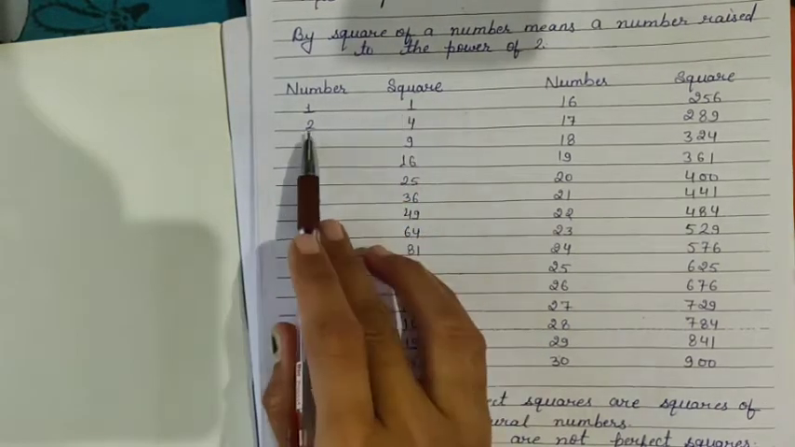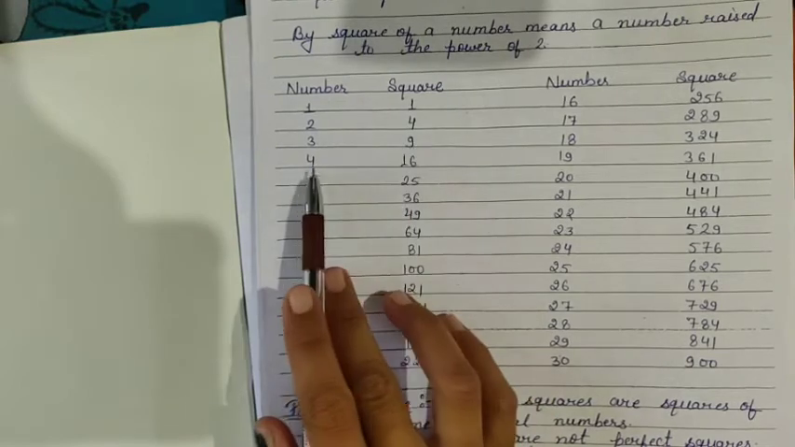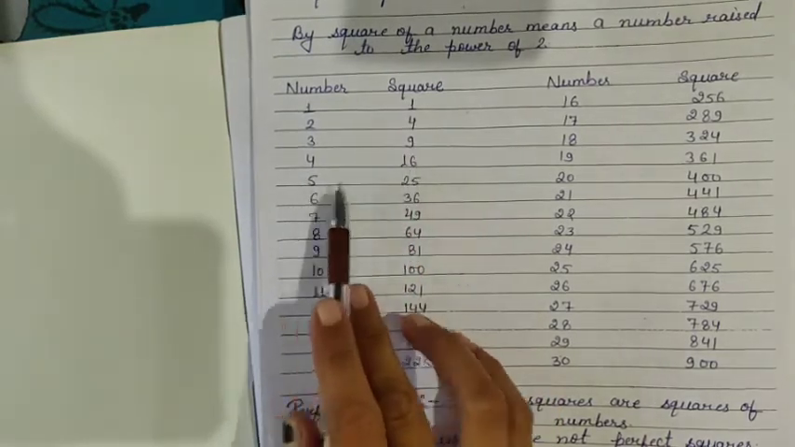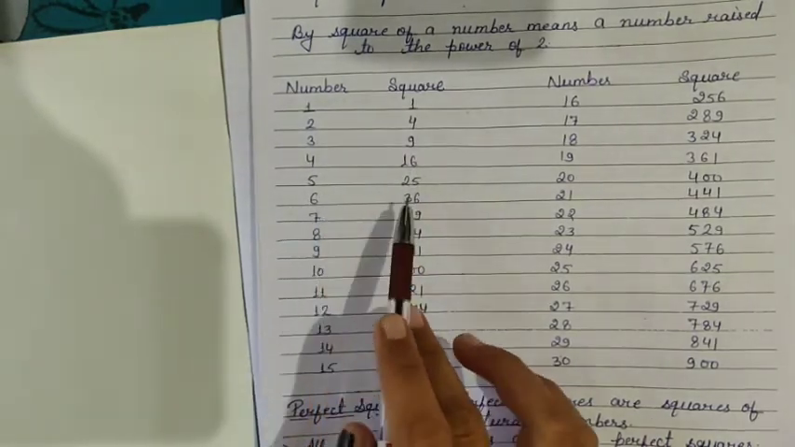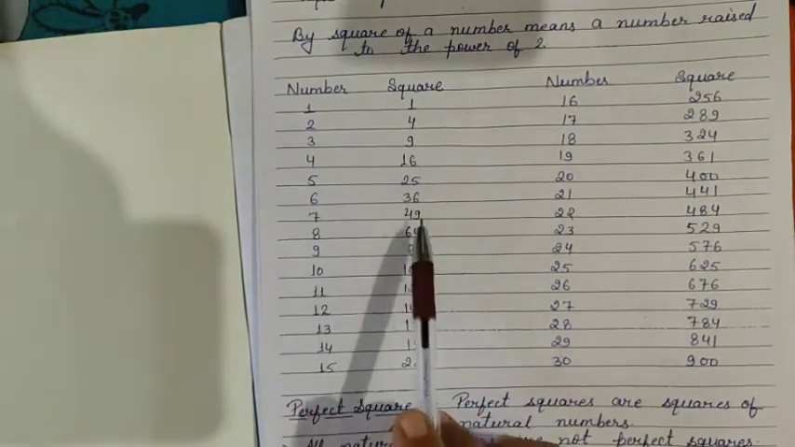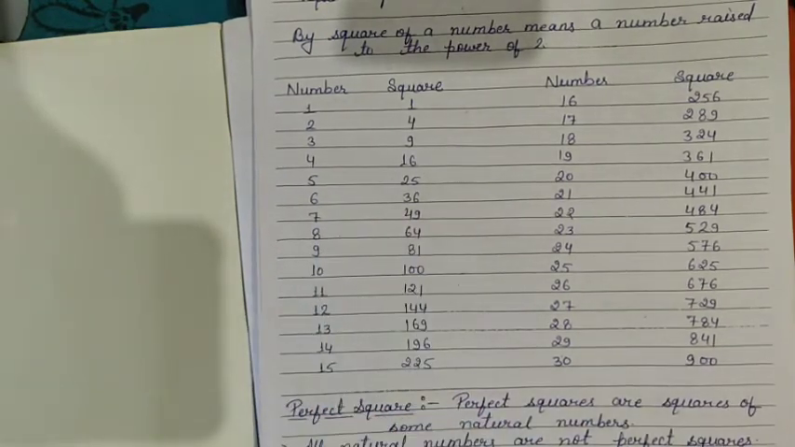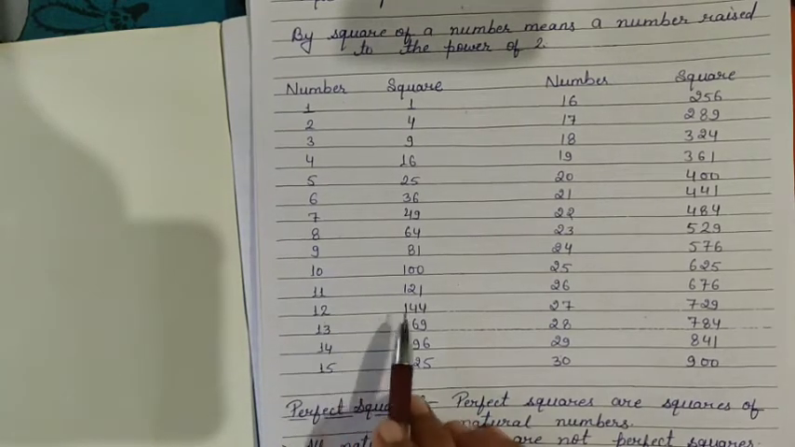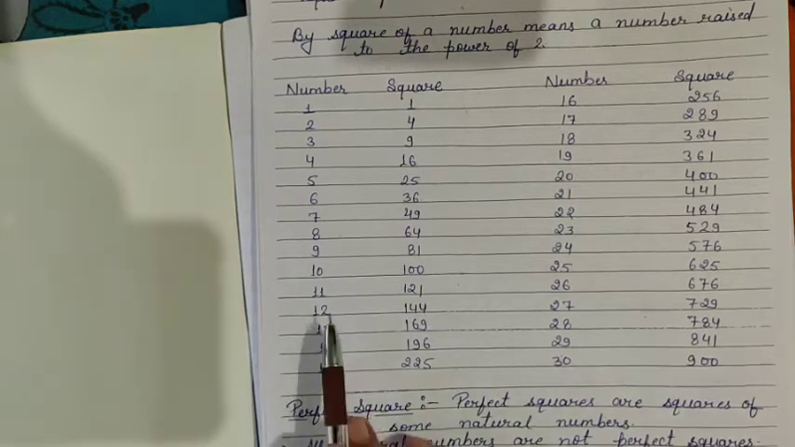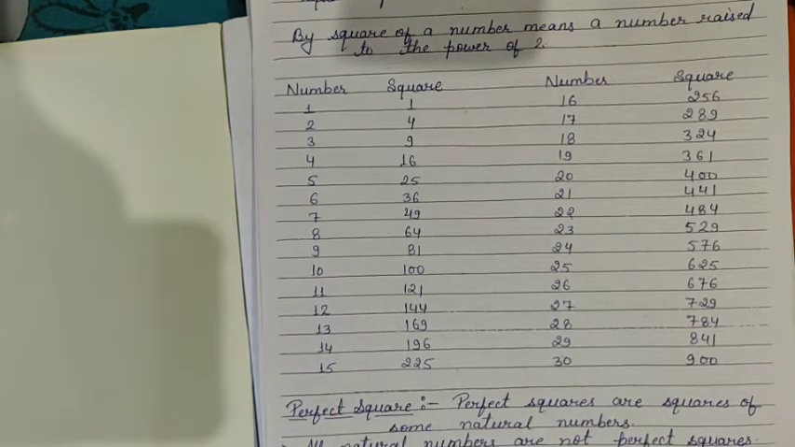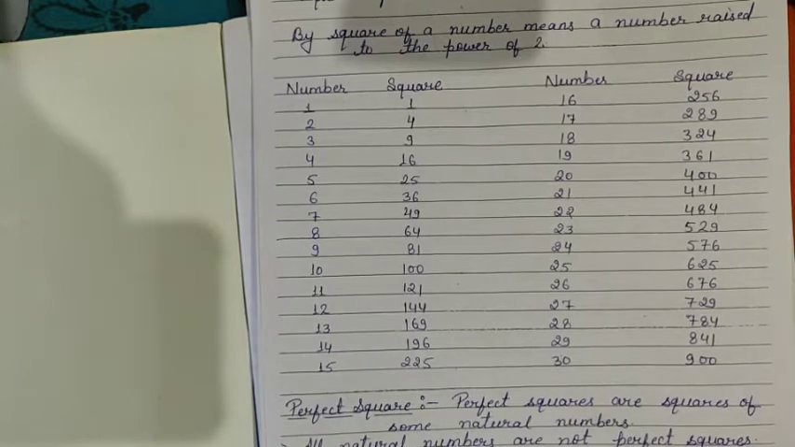Square of 1 is 1, square of 2 is 4. Square of 3 is 9. Square of 4 is 16. Square of 5 is 25. Square of 6 is 36. Square of 7 is 49. Square of 8 is 64. Square of 9 is 81. Square of 10 is 100. Square of 11 is 121. Square of 12 is 144. Square of 13 is 169. Square of 14 is 196. Square of 15 is 225.